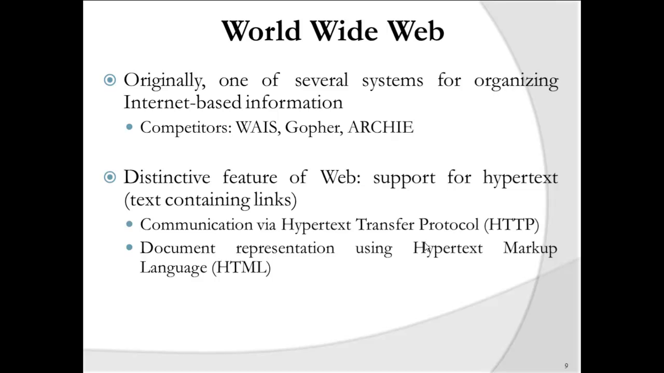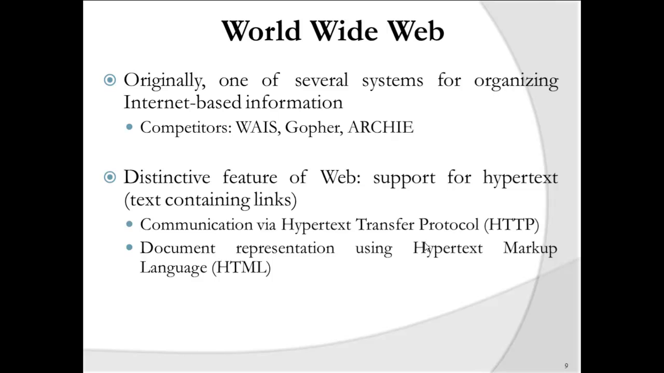At the beginning of this concept of www, we actually gathered information, put it in one place, and we tried to access it. That was the initiating point for internet. And the distinctive feature of web is the support for hypertext, that is text containing the links. Communication will happen by means of the protocol HTTP, that is hypertext transfer protocol, and document representation is done by HTML.